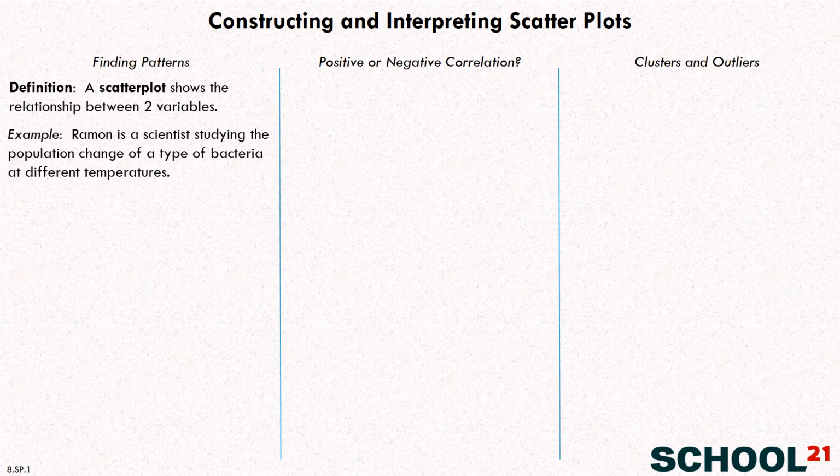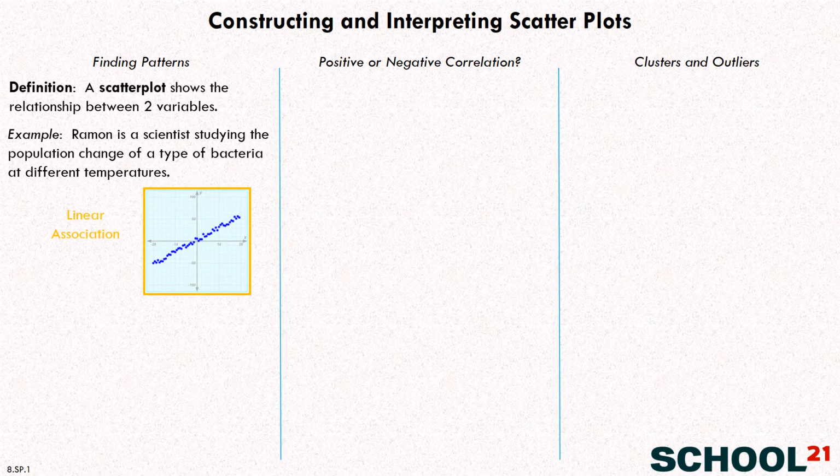Here we have Ramon, a scientist studying the population change of a type of bacteria at different temperatures. So when the temperature is 1 degree, what is the bacteria's change in population? And when it's 10 degrees, what is the change in population? When it's negative 10 degrees, what is the change in population? And Ramon might get all sorts of different results. We didn't actually do this experiment, but let's look at some of the kinds of results that he could have gotten. So first, let's look at an example of a linear association.